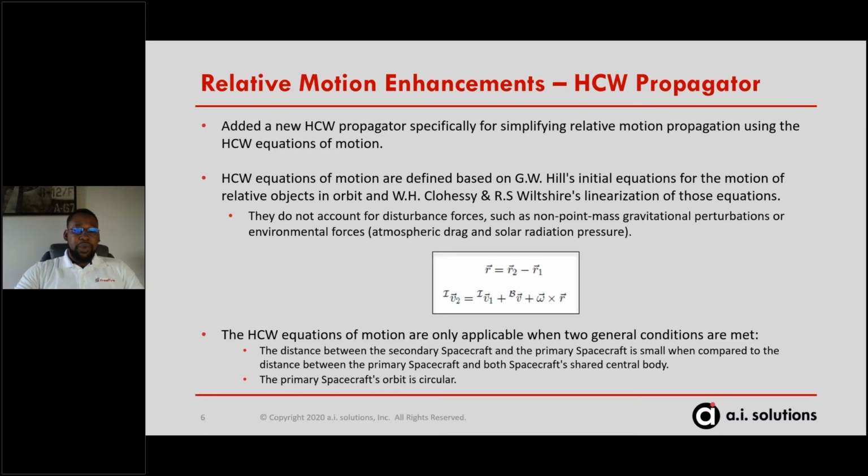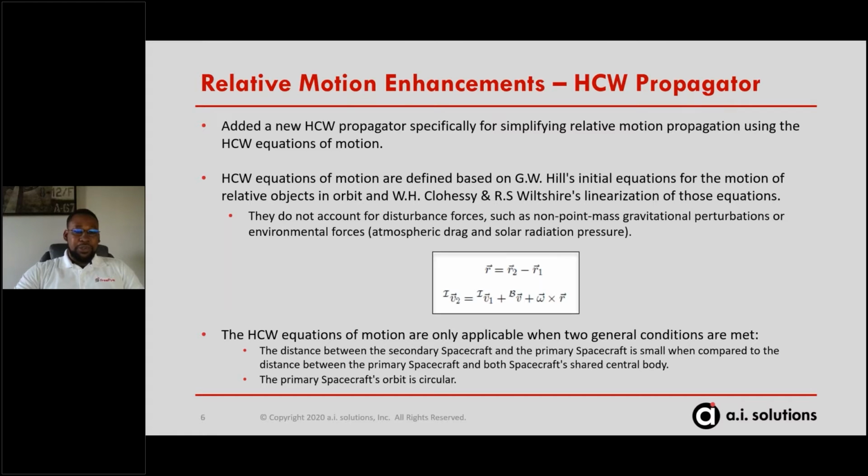Now, the HCW equations of motion are defined based on G.W. Hill's initial equations of motion of relative objects in an orbit. And then later on, W.H. Clohessy and R.S. Wiltshire came back and linearized those equations to make them simpler for use today.